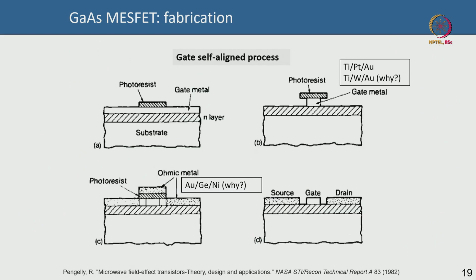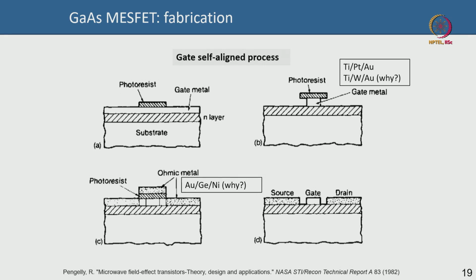Now, to fabricate the actual transistor, there are two approaches. One is a gate self aligned process, and then there could be a non self aligned process where you do not need to self align the gate. Okay. But again, there is an ohmic priority, there is a gate priority process. I will come to both of them subsequently. Now, again, these images are taken from different books. So, this image is taken from this excellent book called Microwave Field Effect Transistor, for instance.